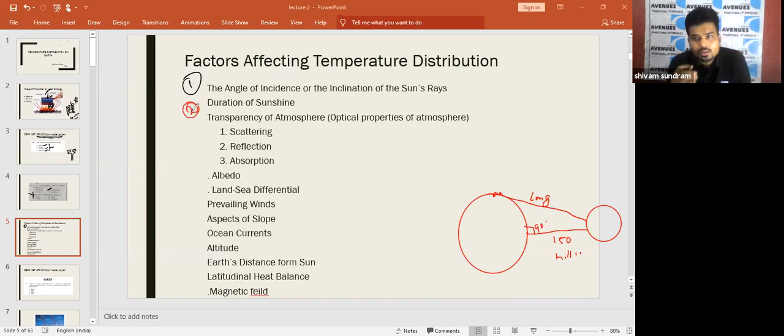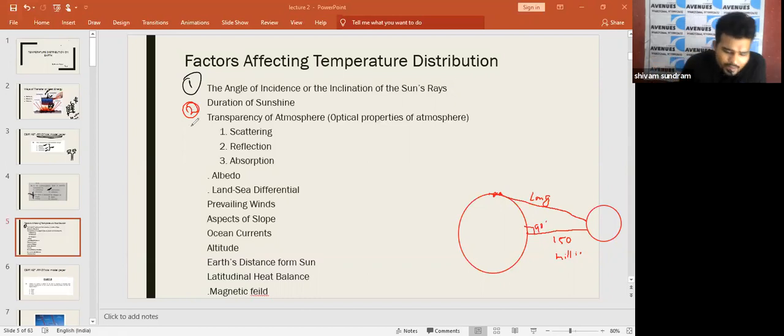Now on Earth's surface, the main source of heat is sunlight. If the duration of sunshine is more, that means technically we have more temperature, right? We have hotter conditions. Simply, during summer days, the daytime length will be more than the night time. So the duration of sunshine is more, that's why heating is more. And yeah, it is as simple as ABCD.